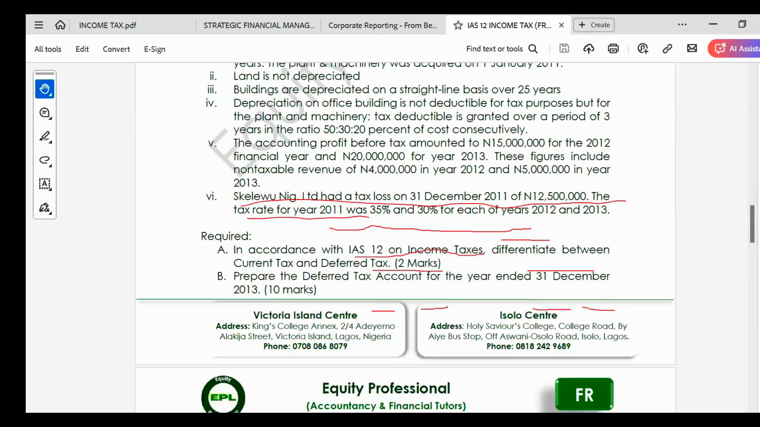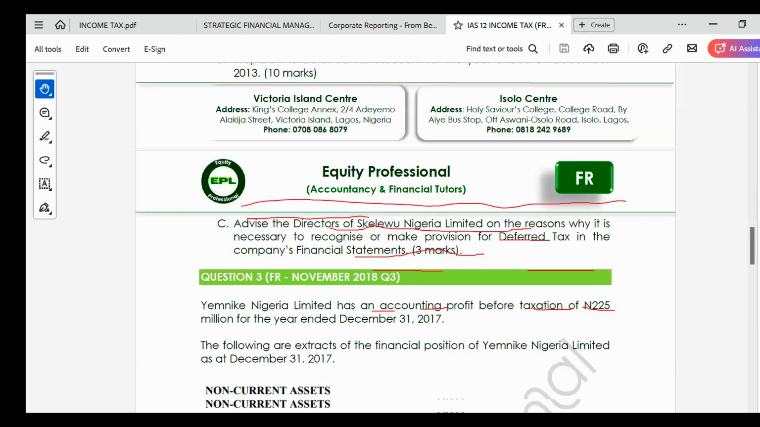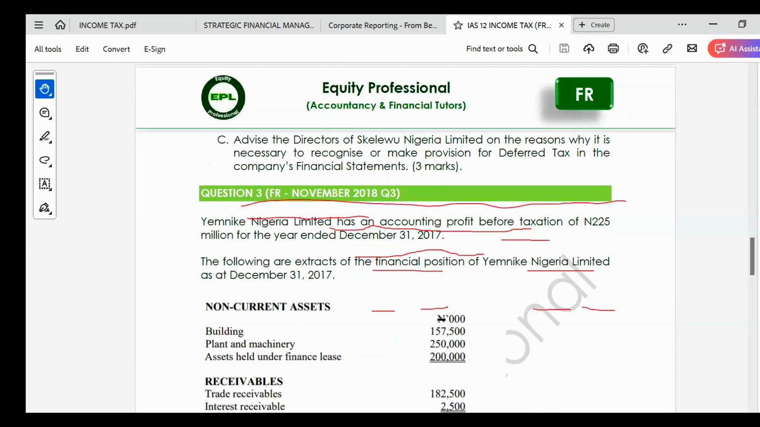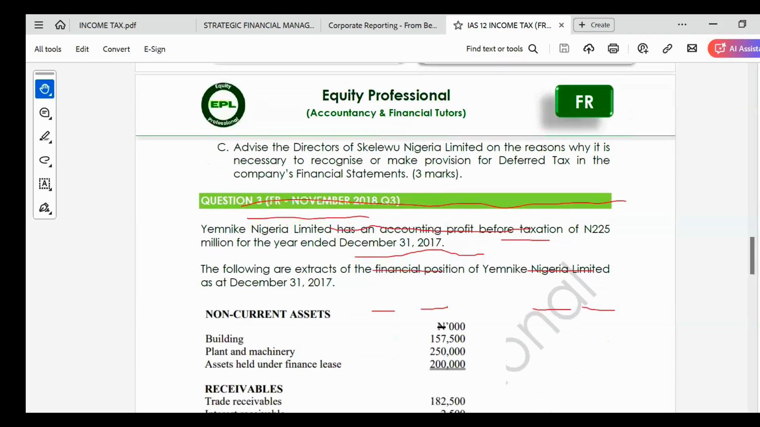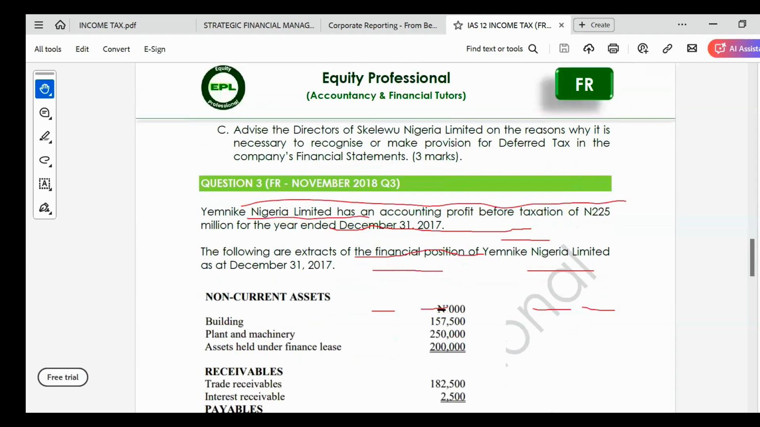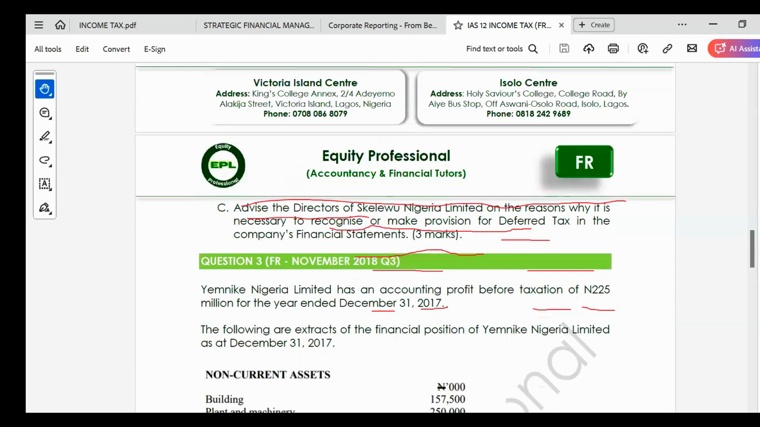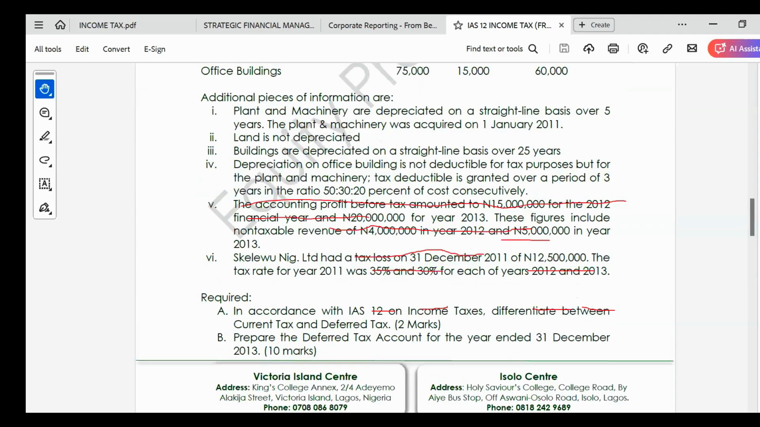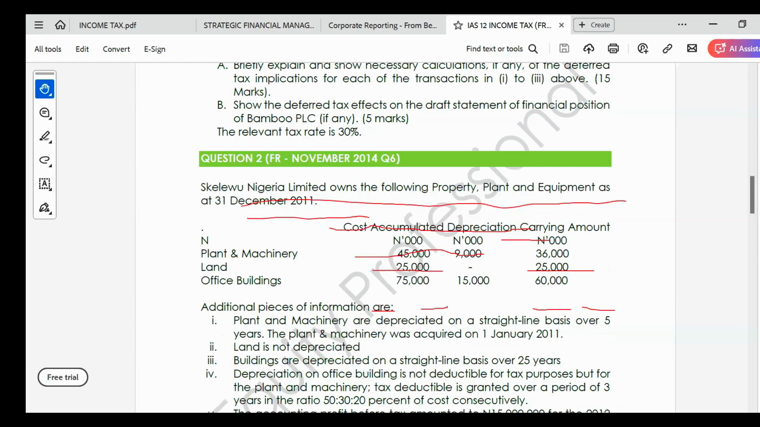Okay, some things I can already see that I want to quickly point out. What I see here is a situation where all of our focus will likely be on plant and machinery. Why? Because we have been told that for buildings, depreciation on office building is not deductible for tax purposes, meaning that whatever you have as your carrying amount will also be what they are going to tax. They are not offering you any capital allowance.